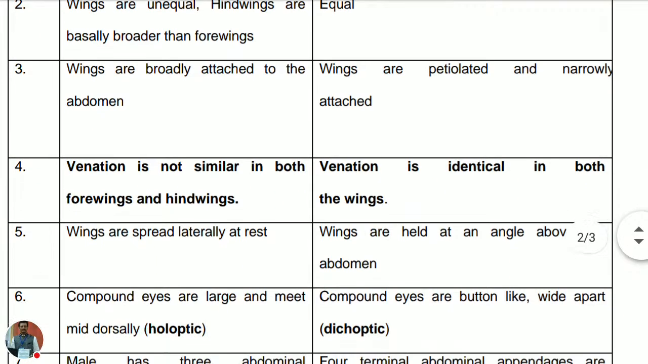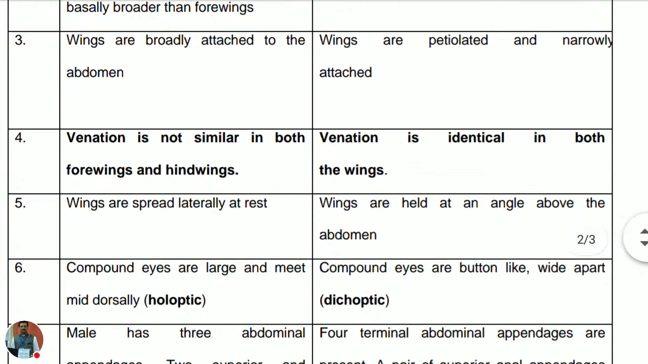Fourth point, venation is not similar in both forewings and hind wings. So in case of the hypothetical wing venation, as we have seen earlier, the venation is not similar in both the forewings and hind wings in dragonflies, but it is identical or similar in both the wings in case of damselflies.